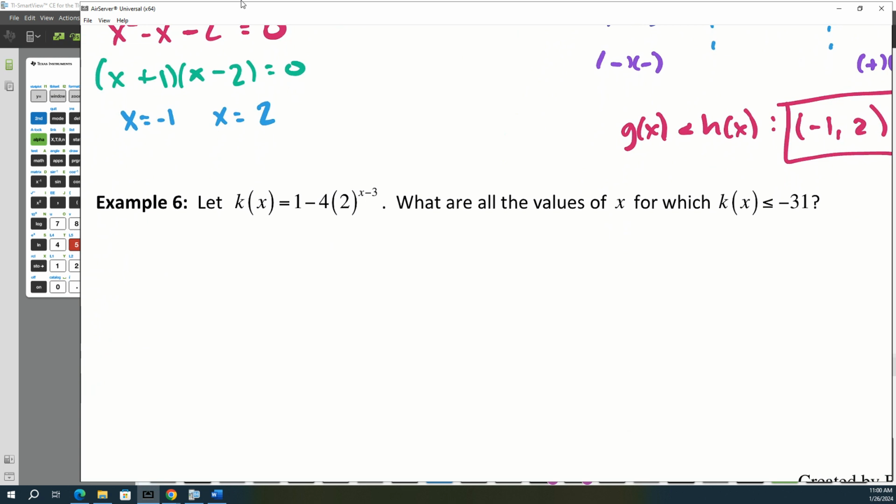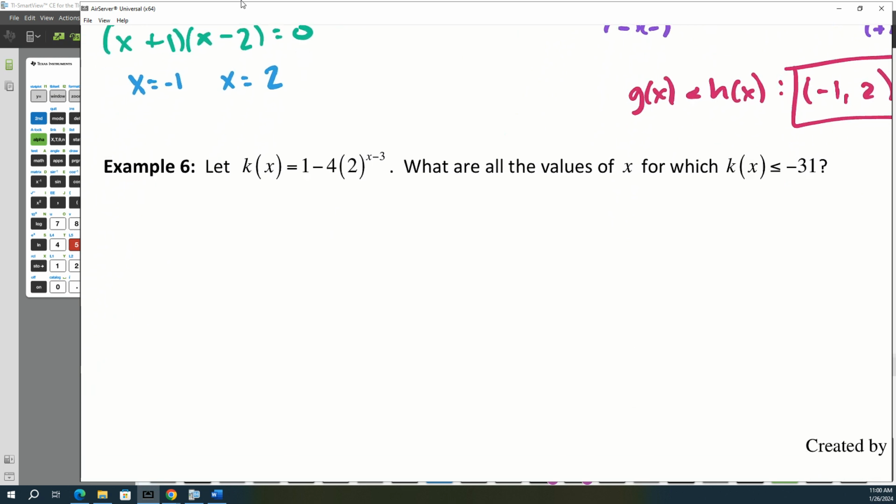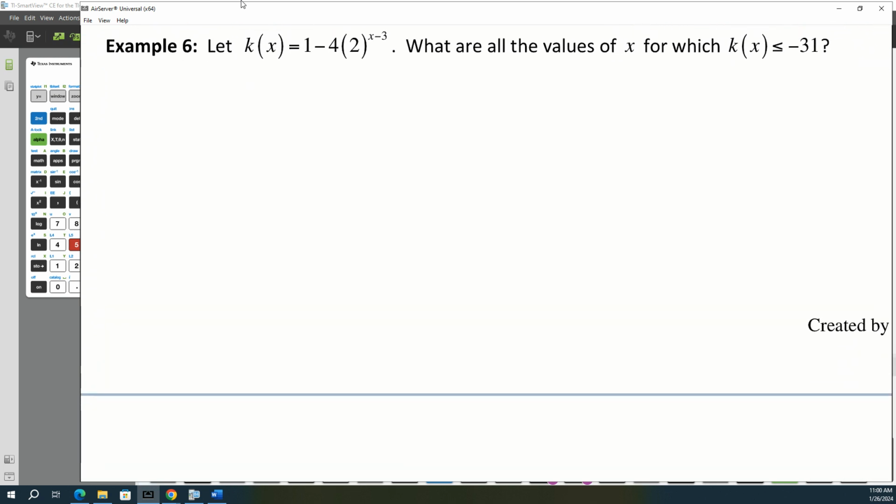All right, we got one more, and different than normal. Usually the problems get more difficult as you go down. I think this one is way easier than the two we just did. So we're saving the easiest one for last today. All right, so this is an exponential inequality. We want to know when that k of x is less than or equal to 31. So I'll just take it and I'll set it less than or equal to negative 31. And then just use algebra to figure it out.